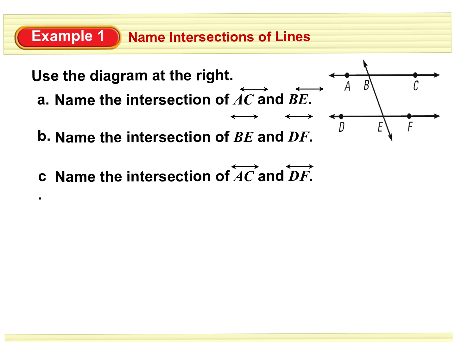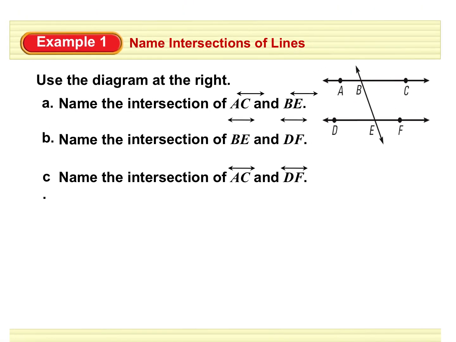Okay? Keyword is connect. So, on example 1, we want to name the intersection of lines AC and BE. So we have AC here and BE is right here. At what point do they intersect? Where do they meet? Where do they cross? Point B. Okay? They cross at point B. Right here. Here's BE, and then we have AC. What I write down, you write down. They cross at point B.